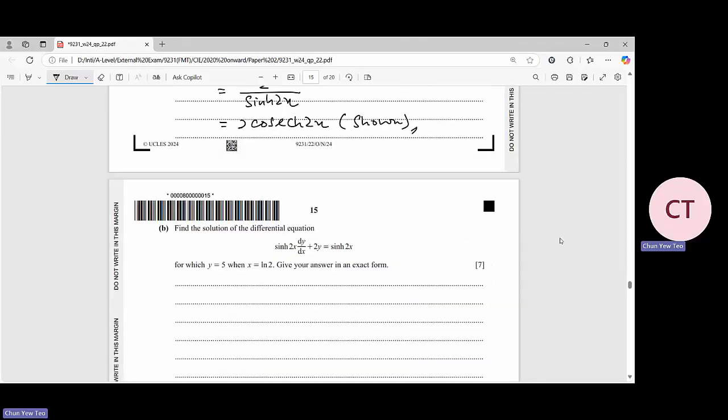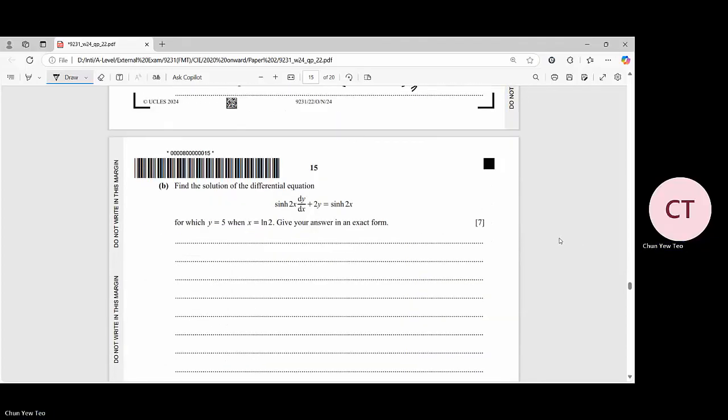Now moving on, question 7B. They are asking you to solve the first order differential equation, given that when x equals ln 2, y is equal to 5, giving your answer in the exact form. So for this question, first of all, I need to divide everyone by sine 2x. Okay, so divide everyone by sine 2x.